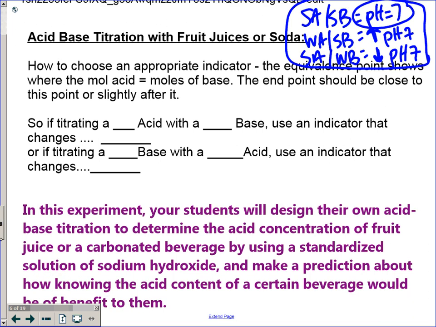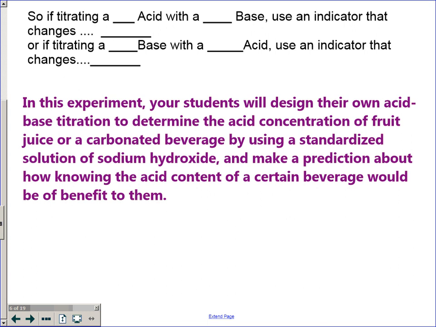Okay? So, here's the purpose behind it. You're going to design an acid-base titration to determine the acid concentration of fruit juice or carbonated beverage. So everybody's going to have to do that piece there, determine the acid concentration. But who knows what acids are in fruit juices and sodas? Maybe carbonic acid, right, if it's carbonated. Any other acids that you guys can think of? Say again? Citric acid comes from things that are citrus in nature. All right, so you got some research to do, right? Some of these will be different based on the juices or the sodas that you choose.